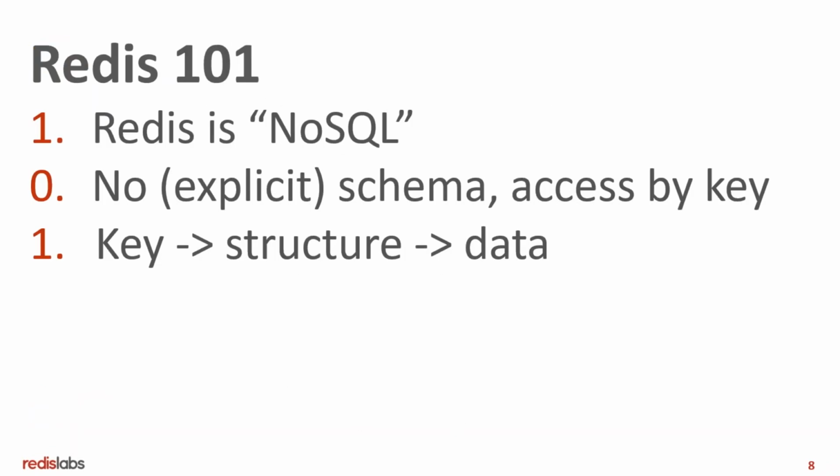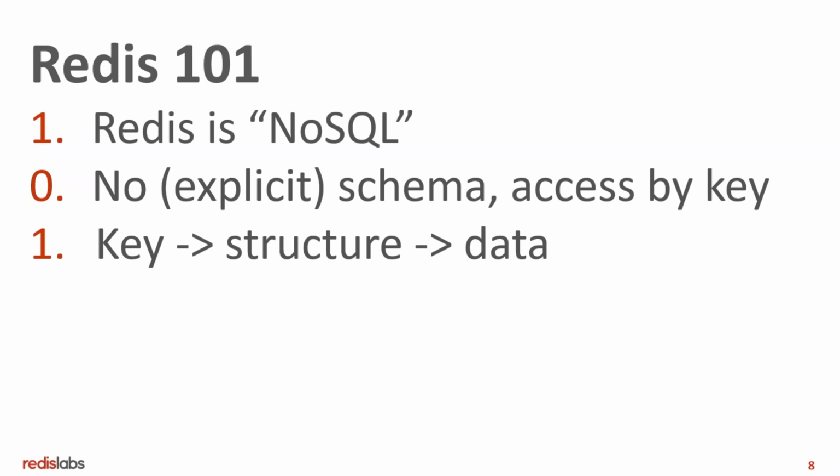A very, very, very short one-on-one on Redis. Redis is a NoSQL database in the sense that it's not a SQL database. It doesn't have an explicit schema. In fact, it has only an implicit schema, the one that you decide upon by the pattern of your keys and the data structures that you use, and you access the data by key. It's a sort of key value store.